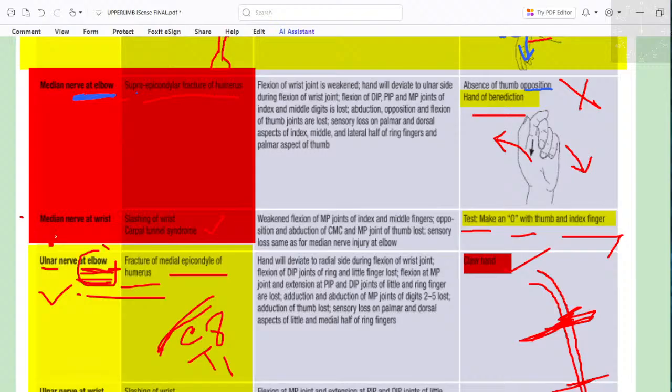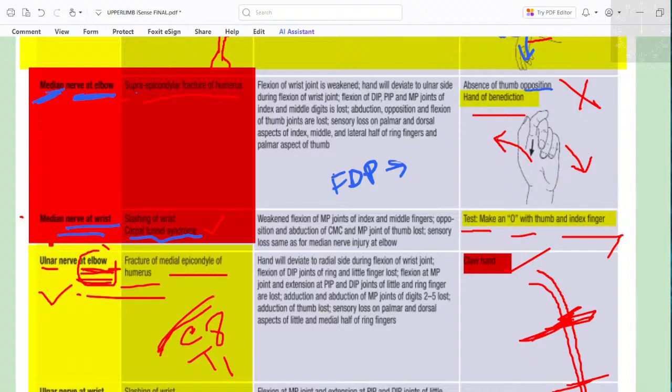And now at the wrist level, median nerve injury mainly shows the features of carpal tunnel syndrome. And for carpal tunnel syndrome, in part B we will see how we examine all the nerves, including the median nerve. There is one trick: make an OK sign or O sign with the thumb and index. And if it is injured, the patient cannot make this O, because the FDP is a very nice tendon. Flexor digitorum profundus.